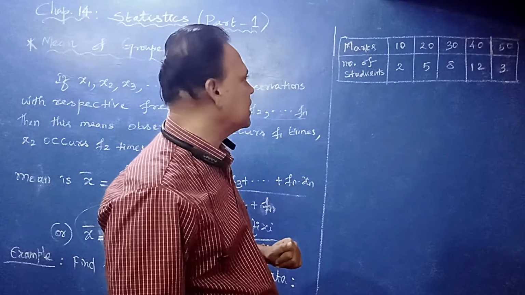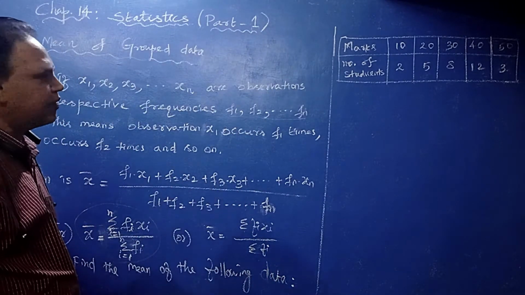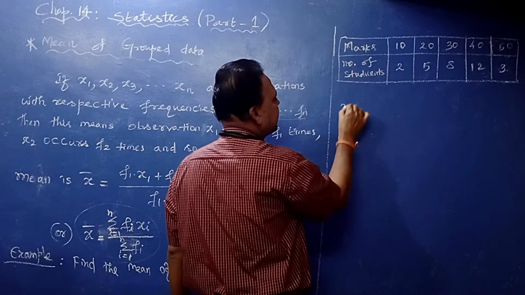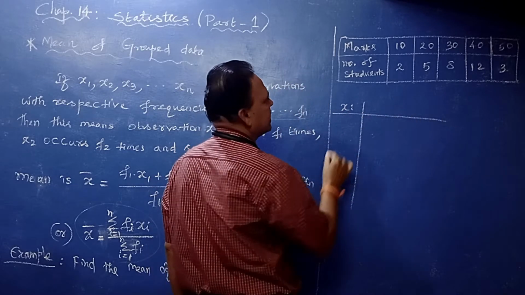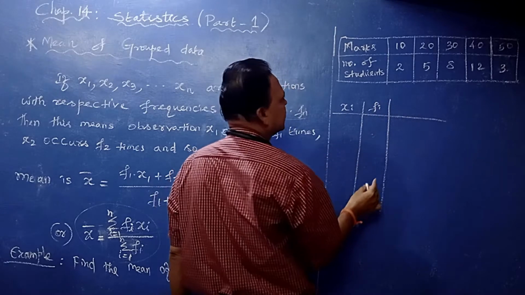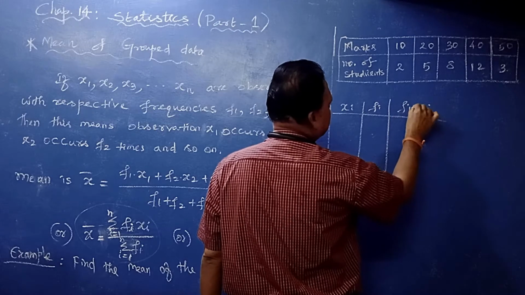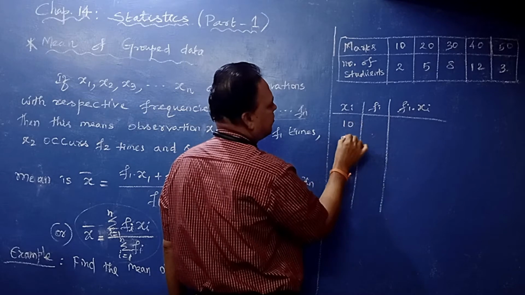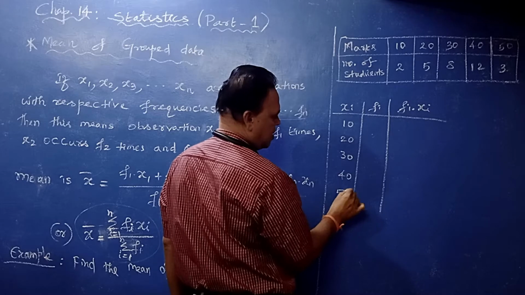How to find the mean according to the formula? Okay, we need fi into xi, the product. Therefore you write marks, that means xi. Number of students means frequency, fi. Then we have to find out fi into xi. Now you write 10, 20, 30, 40, 50.